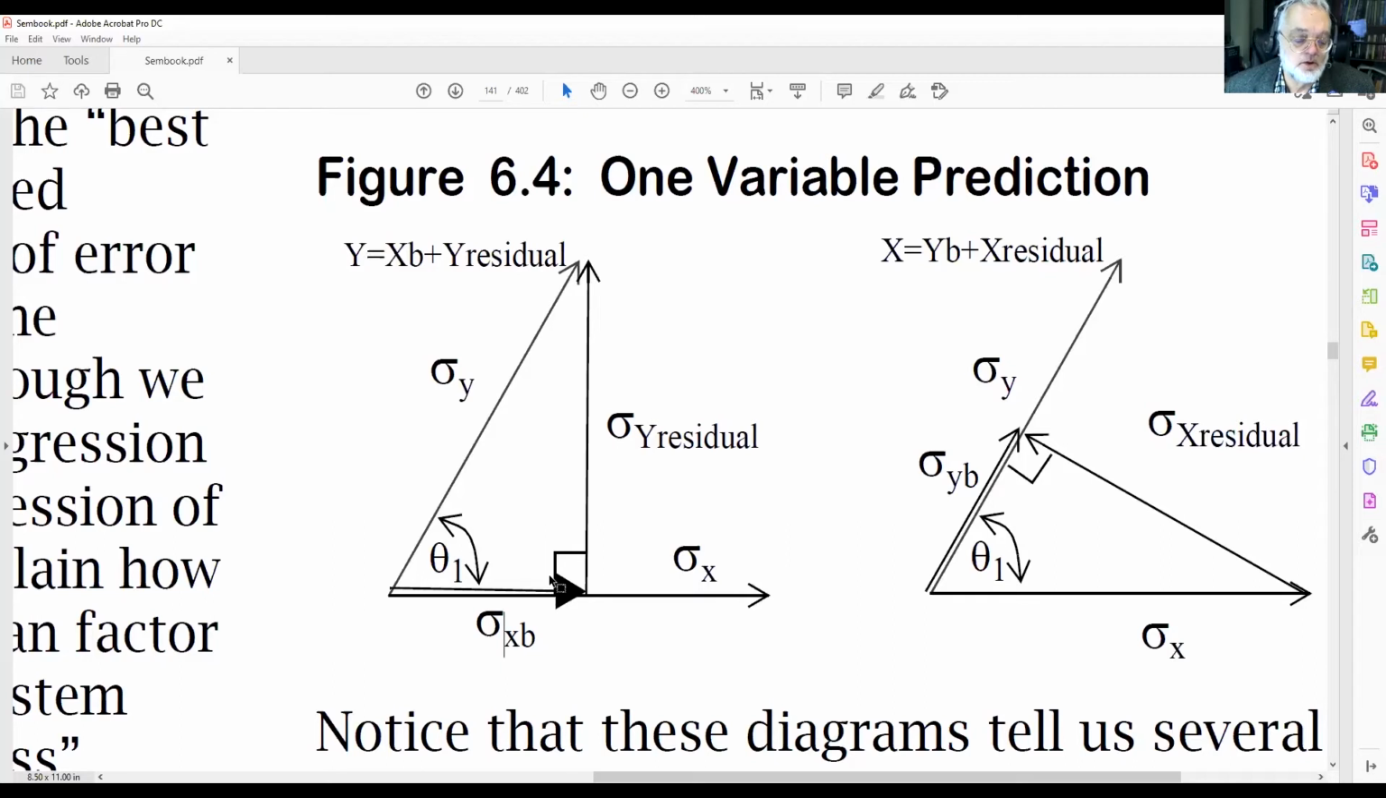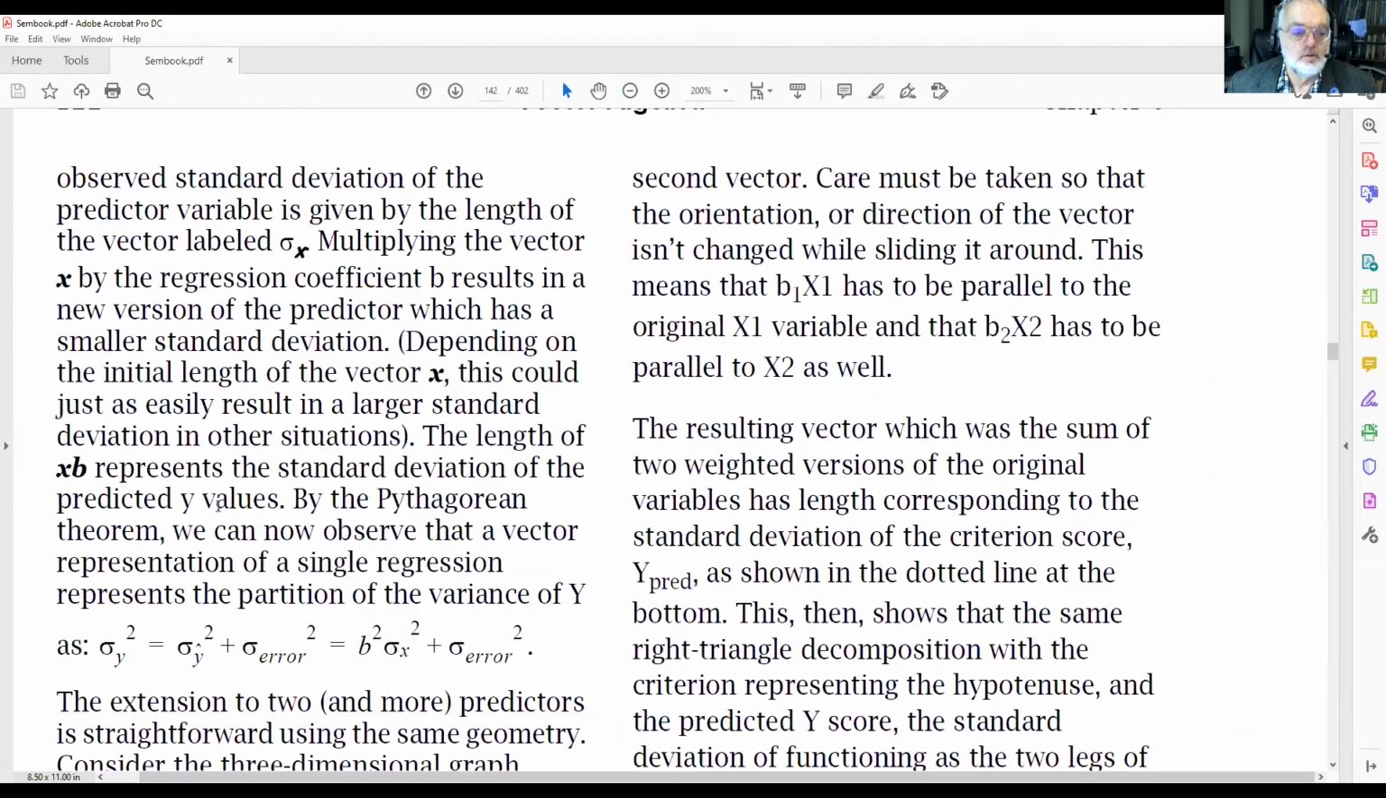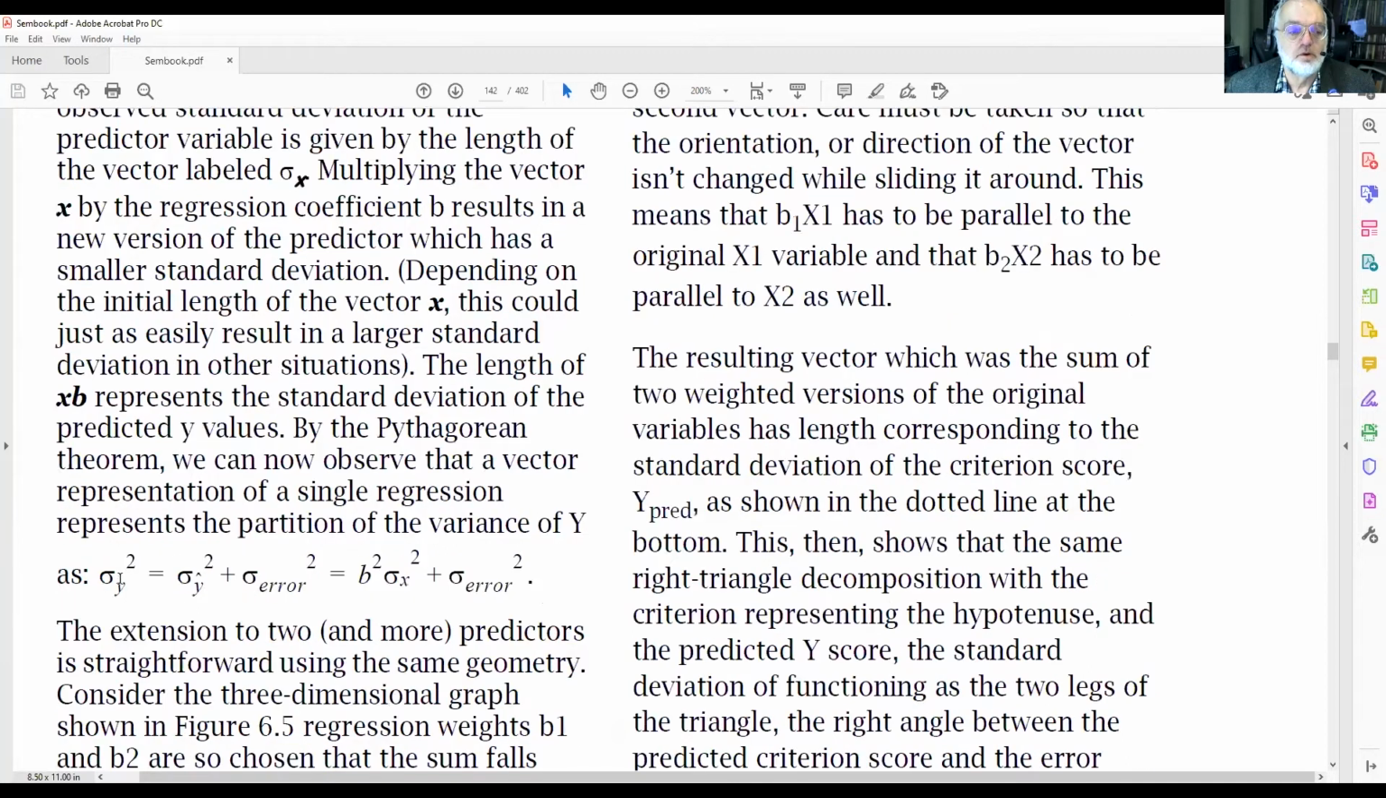And that's me trying to think of something interesting to say about the basic one predictor model. And that's in equation form, what I'm saying down here: the variance of y is the variance of y predict plus error variance. And the variance of y predict is b squared times the variance of x plus error.